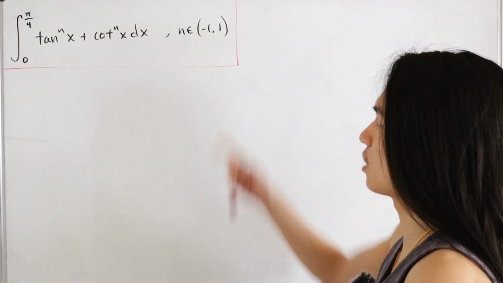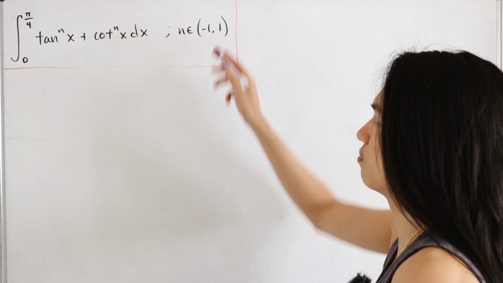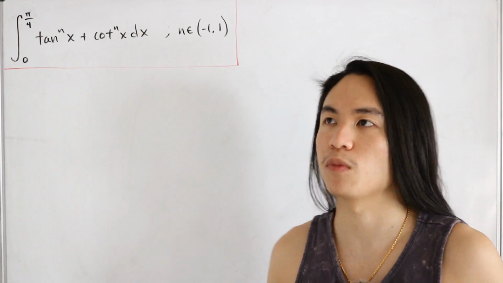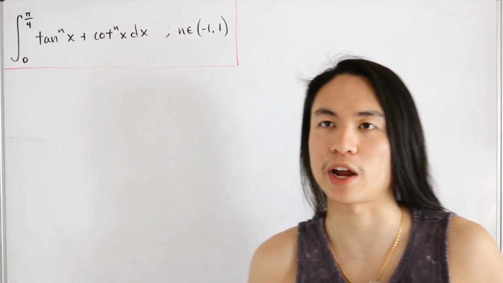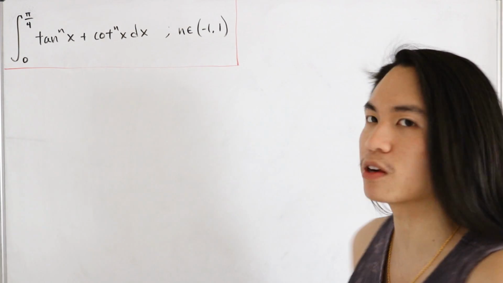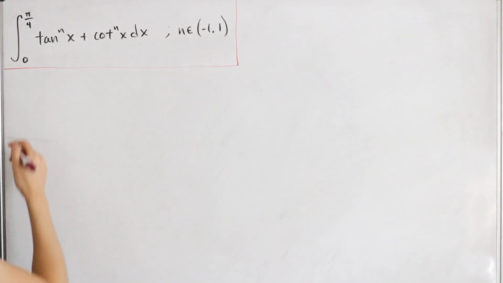I should also mention that n in between -1 to +1, that's of course the reals in between there. So I should have specified that beforehand. But anyway, with all that being said, why don't we just jump right in? So let's do our u-sub.